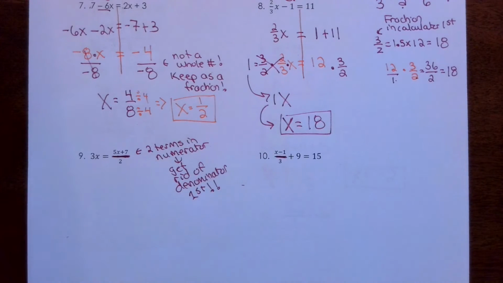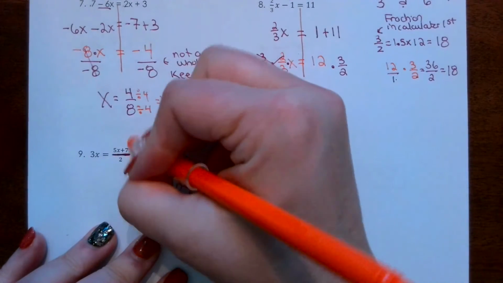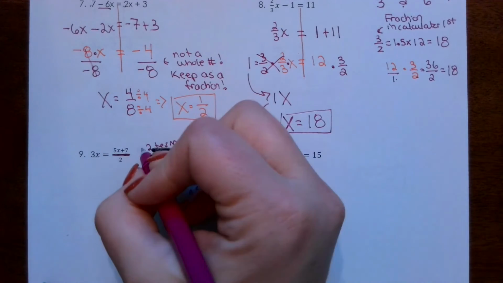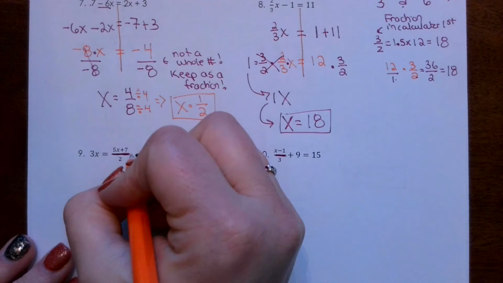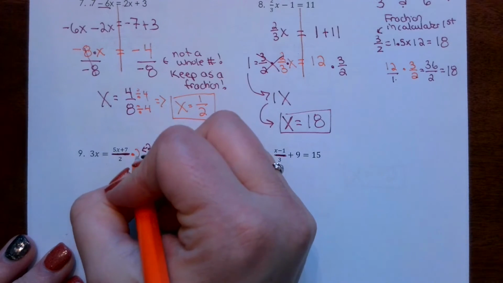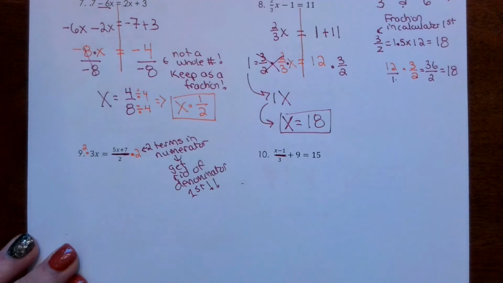Okay, how do I do that? Well, fractions are division. I'm going to use my inverse operation. What is the inverse operation to multiplication? Division. Fractions are division. What is the inverse operation to division? Multiplication. In this case, I'm going to multiply both sides by the denominator. I'm going to use that inverse operation.